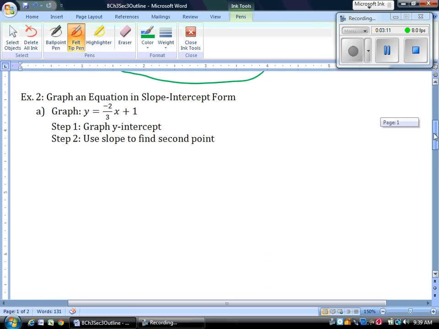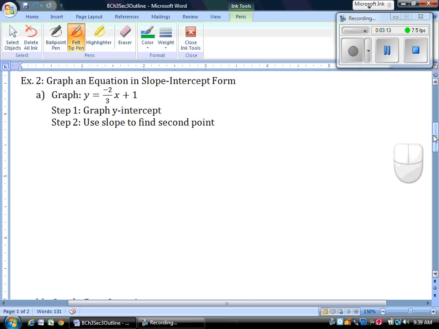The second thing we're going to be doing is graphing equations in slope-intercept form. So I'm given y equals negative 2/3 x plus 1. Let's go ahead and graph this. So we start with our xy coordinates. Then the first thing I do is graph the y-intercept, so I know I'm at plus 1, and I put a dot. Remember, the y-intercept is the one that goes up and down. Step 2 is to use my slope to find the second point.